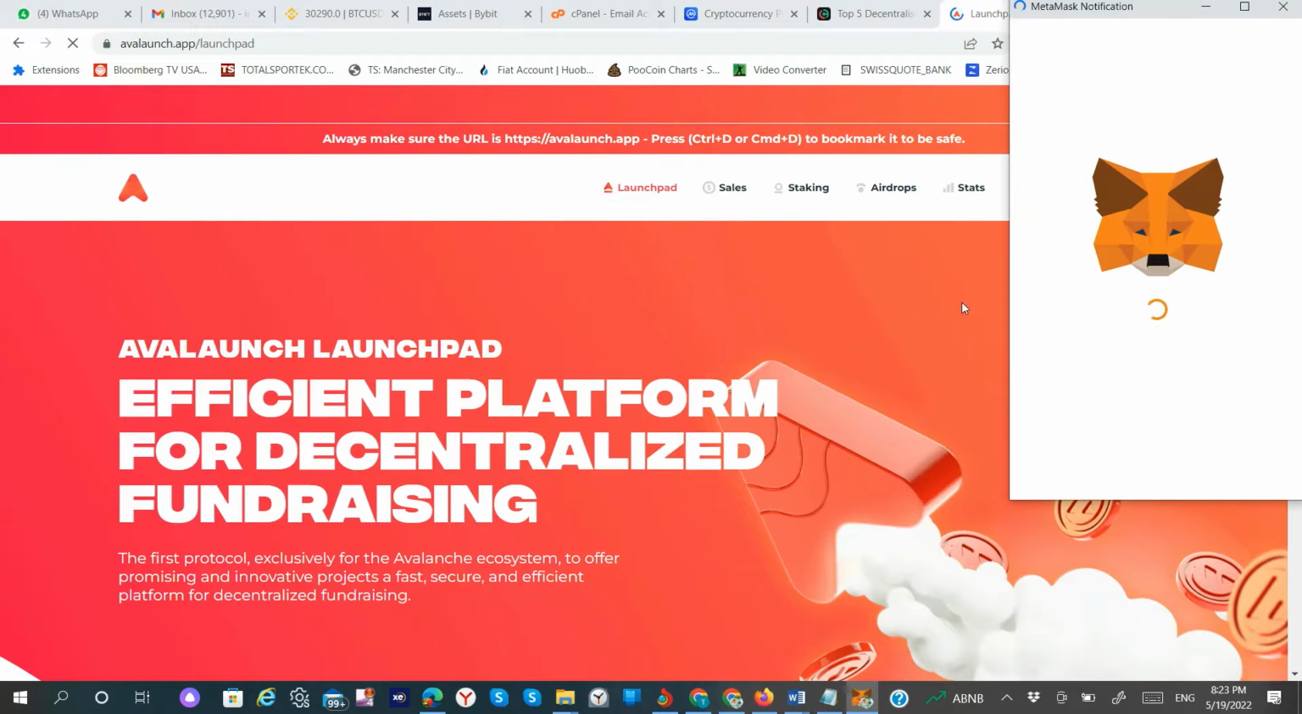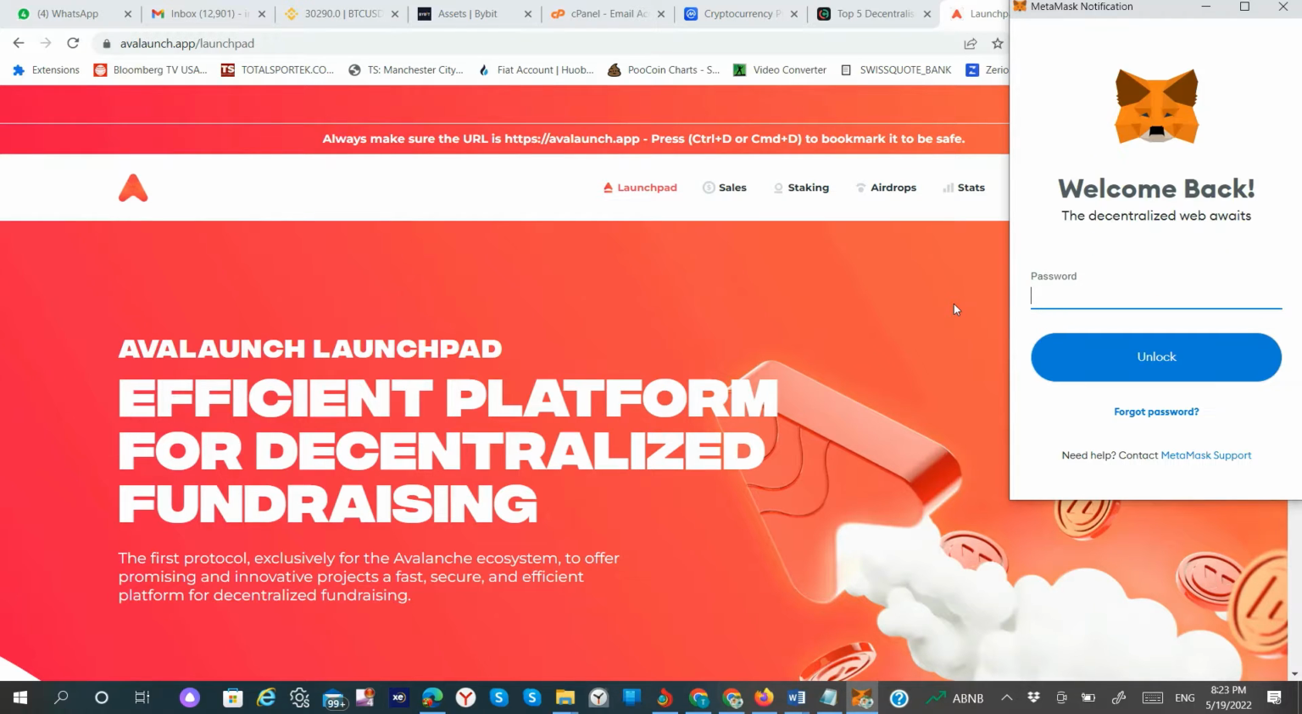I know normally for you to participate in this launchpad, you need to log into your MetaMask. So if you don't have MetaMask on your browser, you can download it, log in, and keep your secret phrases and keys secret so nobody can hack into your MetaMask. Security is of importance when dealing with crypto.